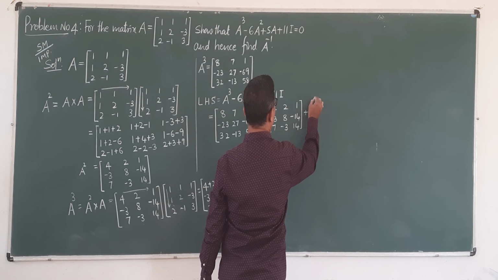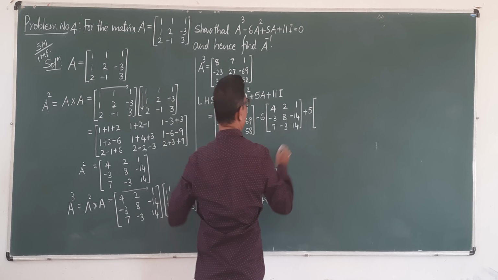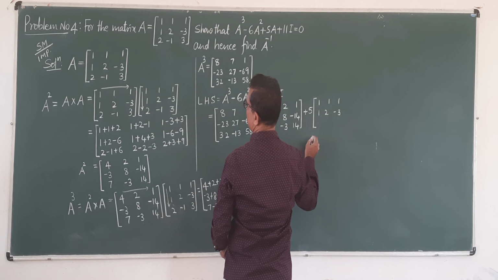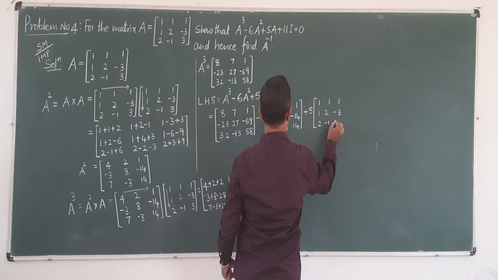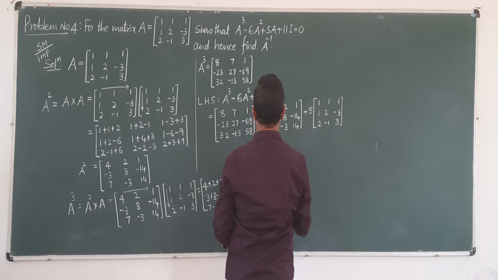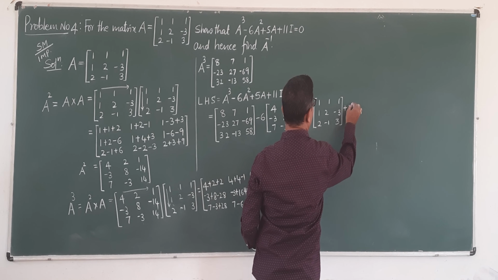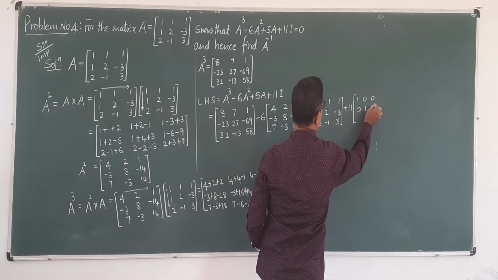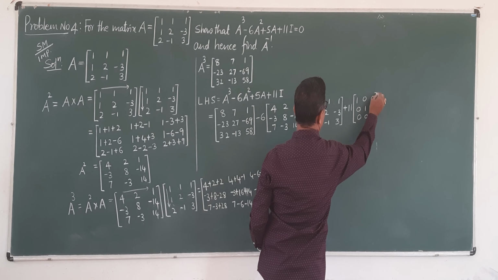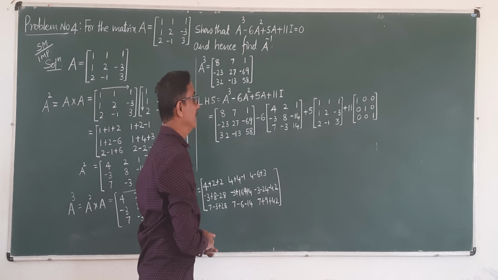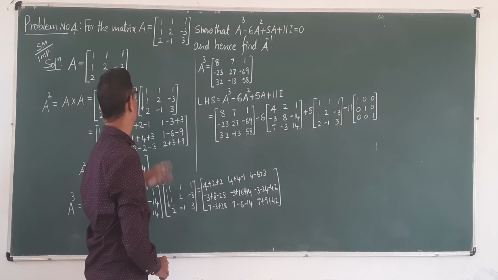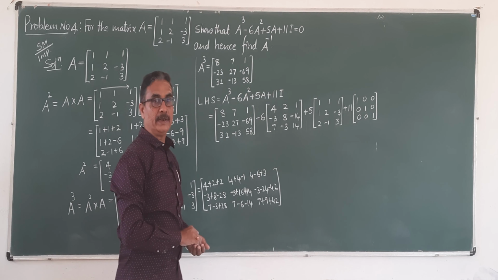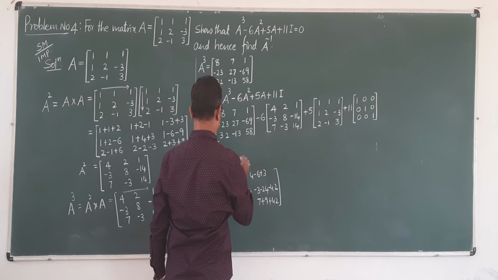Plus 5A. A matrix, given data: 1, 1, 1; 1, 2, minus 3; 2, minus 1, 3. This is A. Plus 11I. I means identity matrix of order 3 cross 3, that is 1, 0, 0; 0, 1, 0; 0, 0, 1. It depends upon the given matrix. When taking the I matrix, if the given matrix is 3 cross 3, then we must also take I as a 3 cross 3 matrix. Okay. Then simplify.